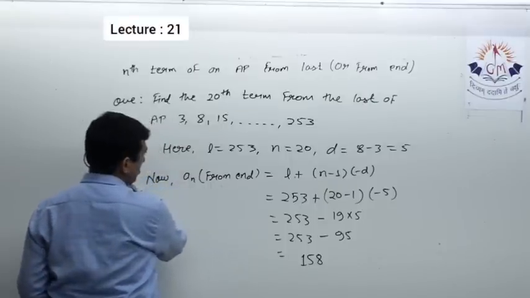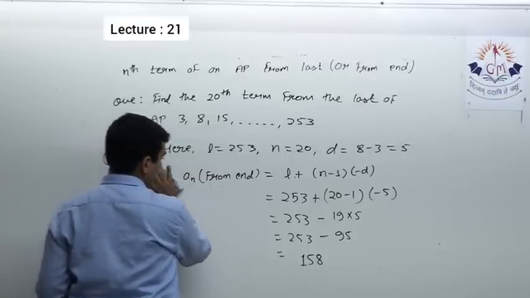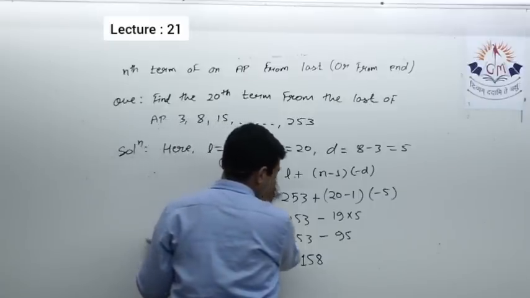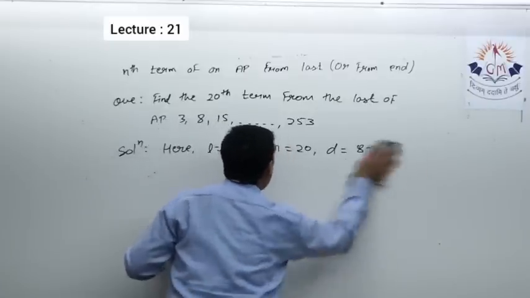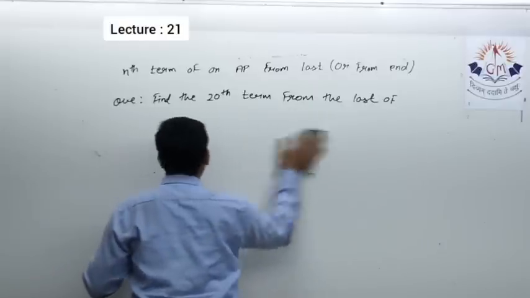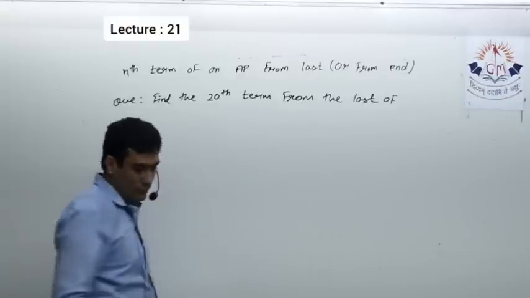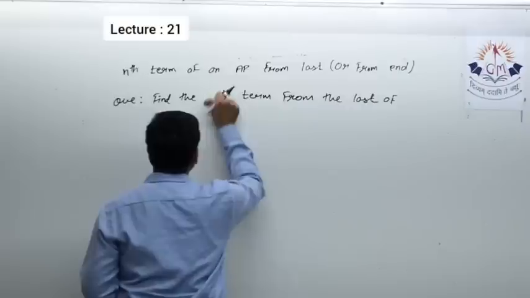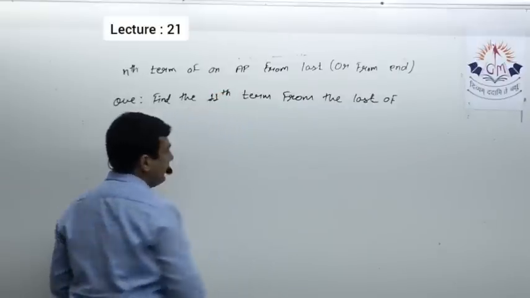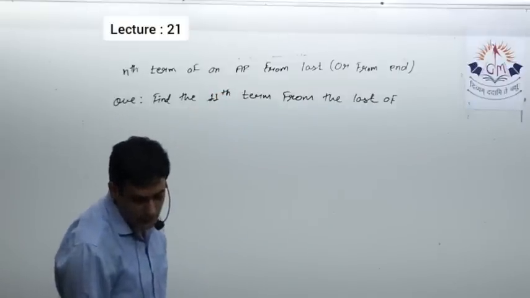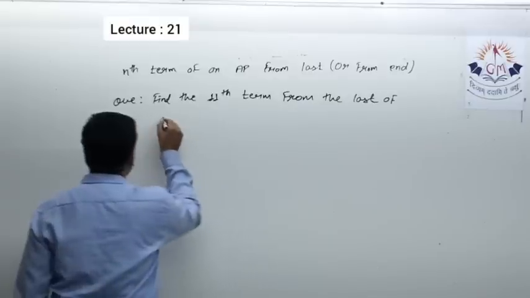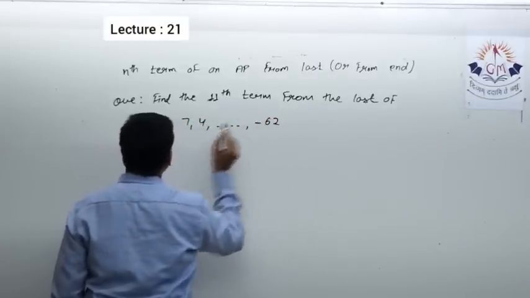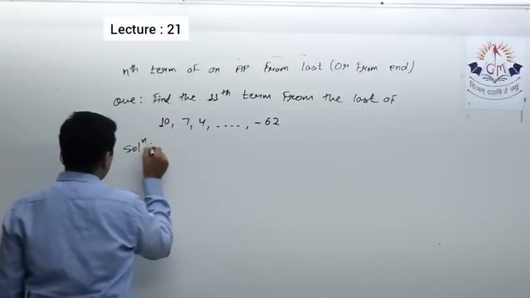Let us see the next question. Again, we have to find the nth term from the end only. The question is: find the 11th term from the end of the AP, or from the last of the AP: 1074 minus 60, 1074 minus 62. So let us see its solution.